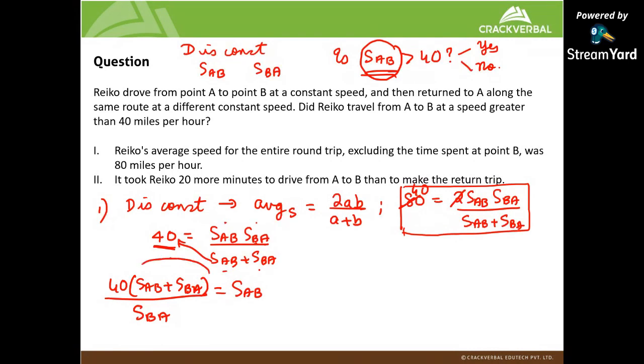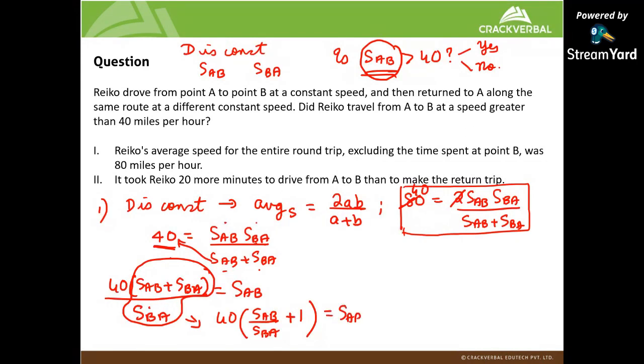Now I want you all to analyze this entire fraction. SAB plus SBA is going to be some value which is definitely going to be bigger than SBA. Agree? So if you take SAB plus SBA and divide it by SBA, this entire fraction is going to give you a value which is greater than 1. Or if you want me to prove it further, I'll do one extra step, 40. I'll split this fraction. So I have SAB divided by SBA plus SBA divided by SBA is 1, is equal to SAB.